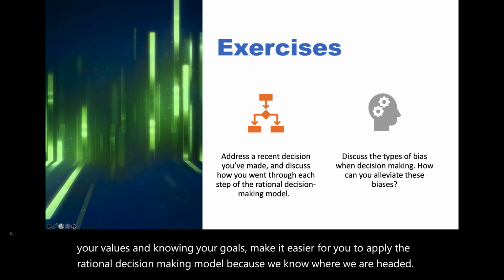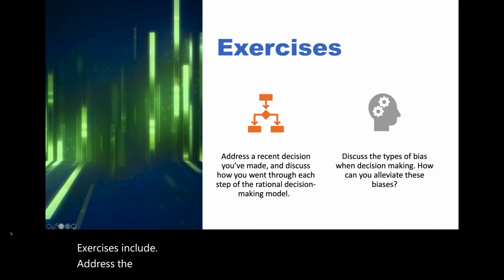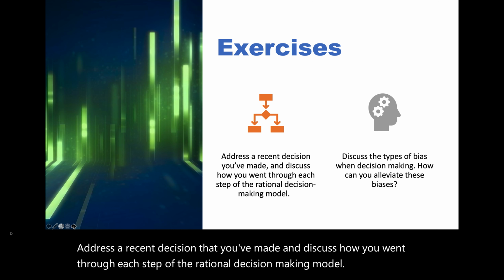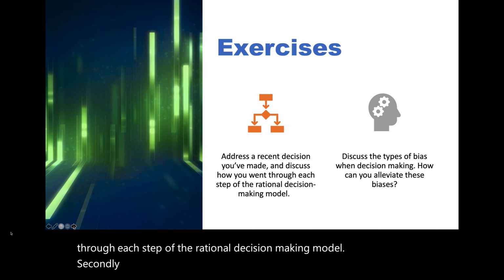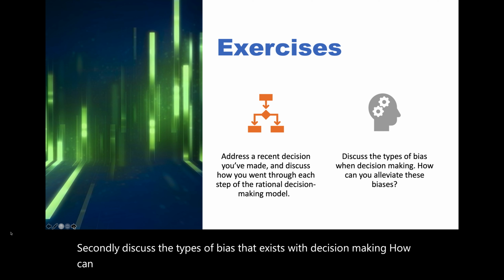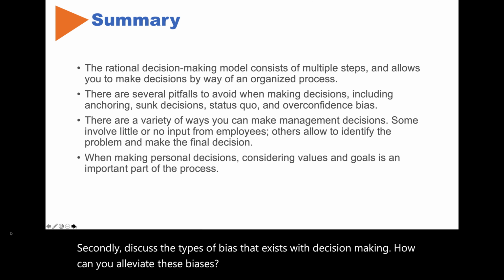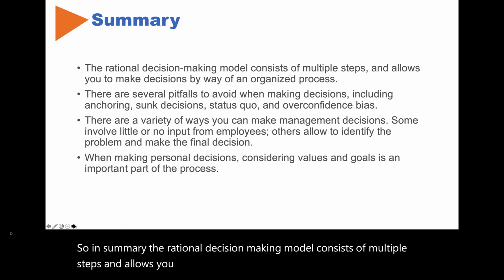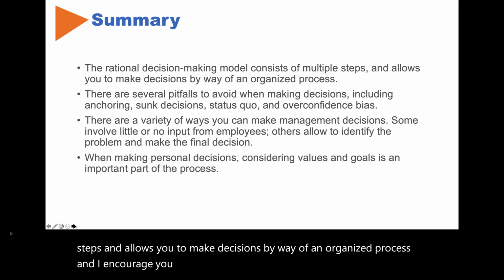Exercises include: address a recent decision that you've made and discuss how you went through each step of the rational decision-making model. Secondly, discuss the types of bias that exist with decision-making. How can you alleviate these biases? So in summary, the rational decision-making model consists of multiple steps and allows you to make decisions by way of an organized process. And I encourage you to try it out.